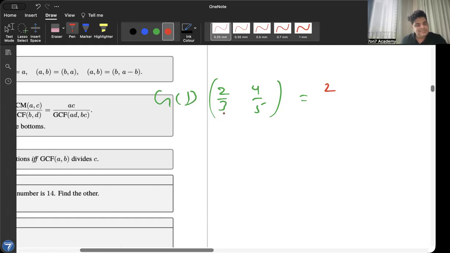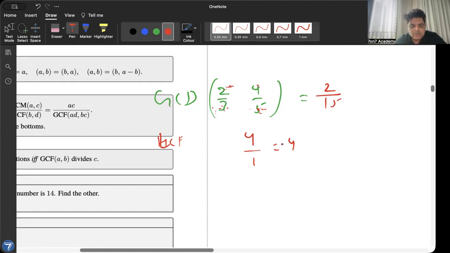And the LCM of the denominators, what is it? 15. So the GCD of these fractions is 2/15. If you want the LCM of these fractions, you do the opposite. Take the LCM of the numerators, what is it? 4, no? Take the GCD of the denominators, which is 1. So 4 is the LCM.